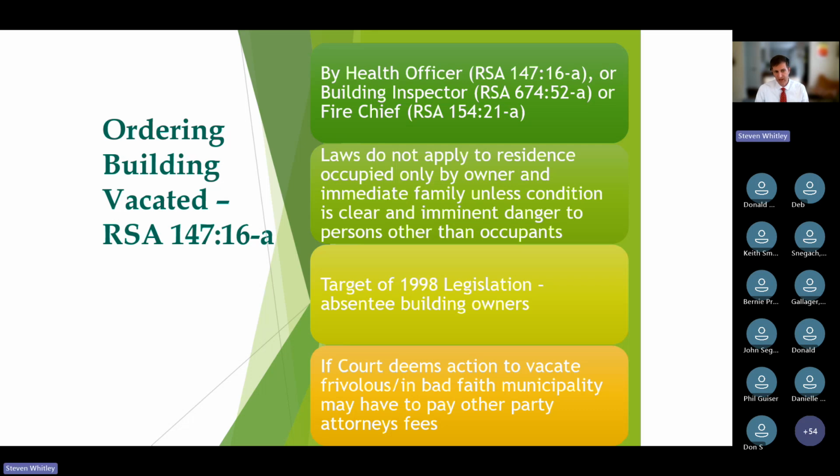If you pursue an action like this and the court thinks that it was done in bad faith, the property owner or the occupant can be awarded their attorney's fees for having to defend.